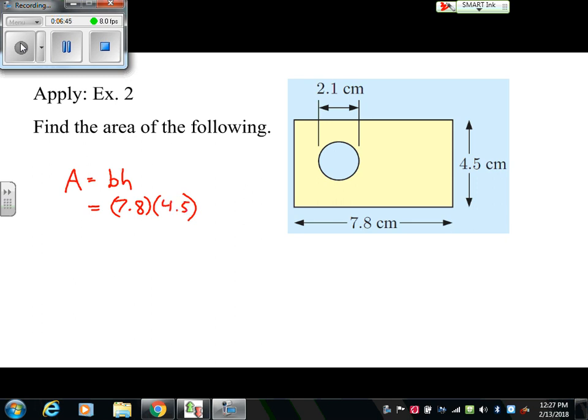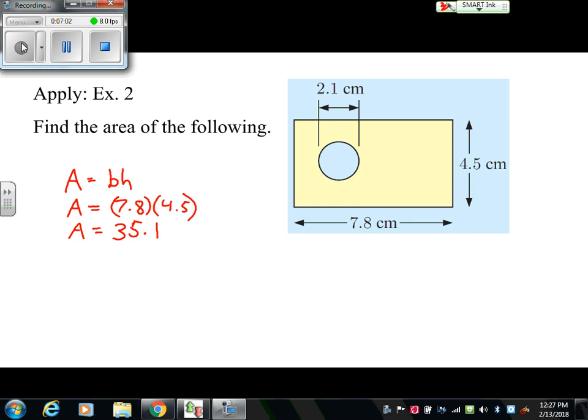Now, there's only one other number here, and that's clearly in reference to the circle, so I'm going to ignore that one for now. When I multiply those together, I end up with 35.1 as my final area of that rectangle.